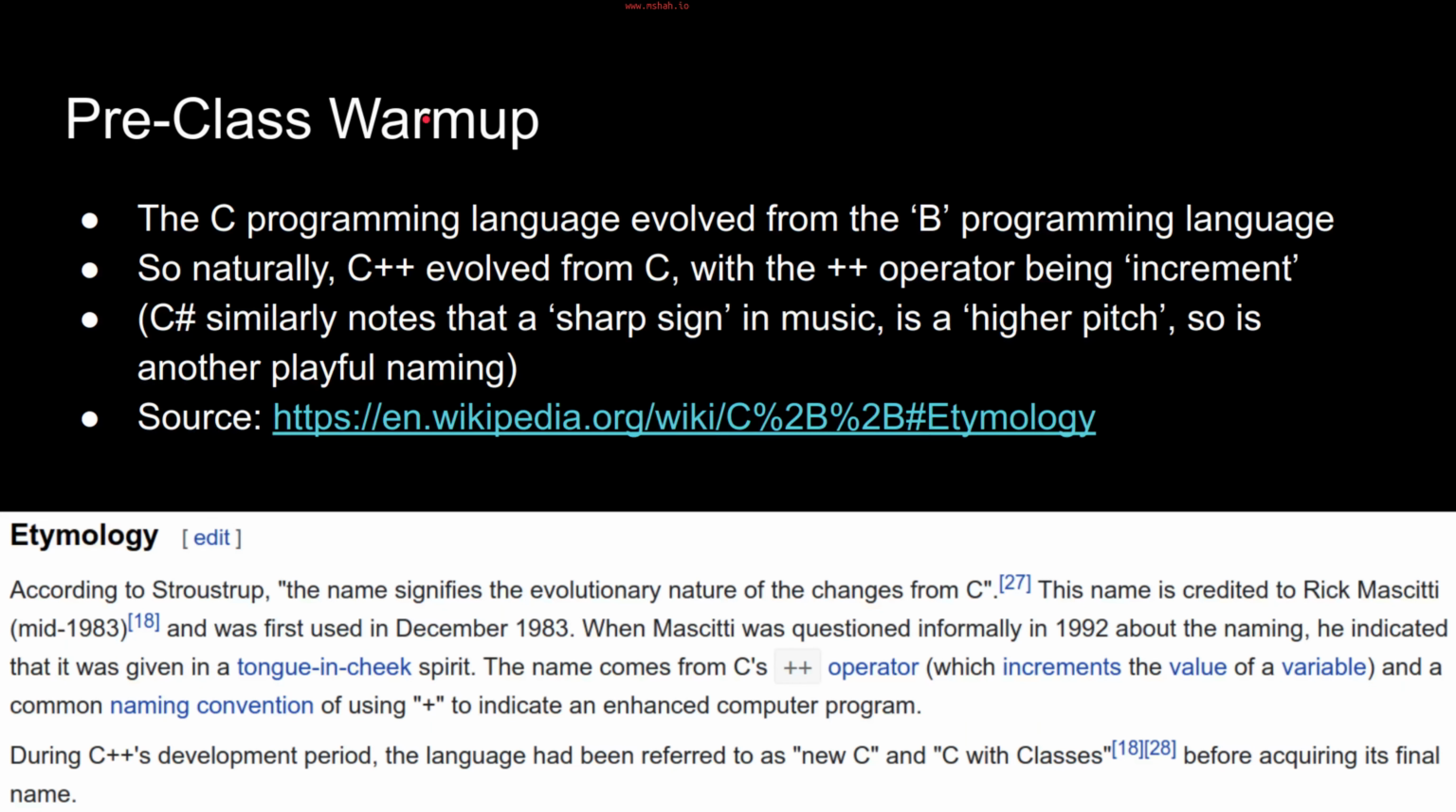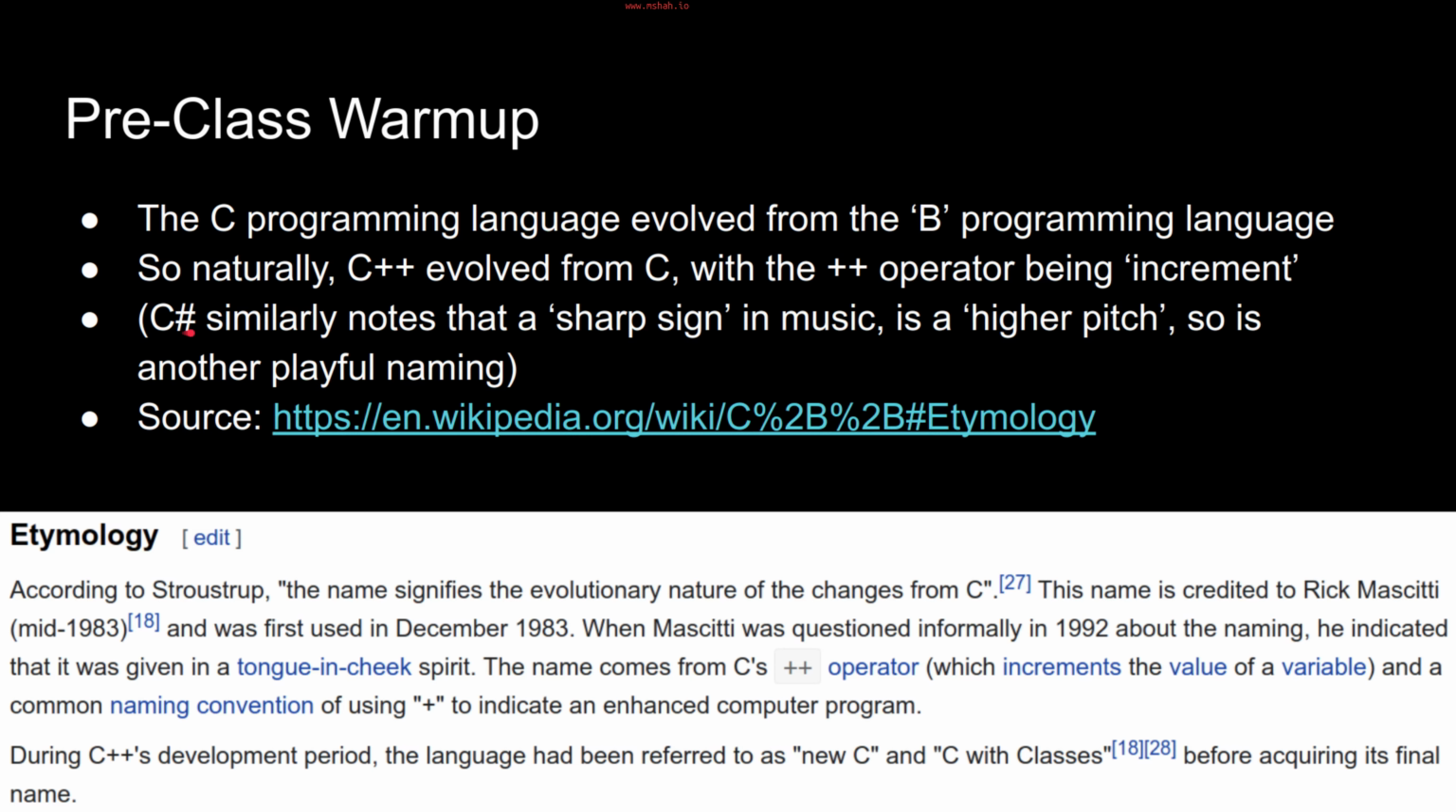All right, so I like to start off with a little pre-class warm-up, usually some fun fact. A fun fact here is that the C programming language, which some of you may have used, evolved originally from the B programming language. So not a very creative name. Naturally, C++ evolved from C because of its similarity, and the plus operator being increment, or +1, was a playful way to show that C++ was the next advancement from the C programming language.